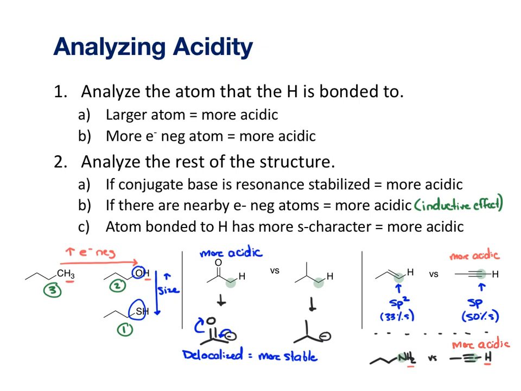In fact, the pKa of the alkyne is about 25. The pKa of the amine is about 35. So a pretty large difference.